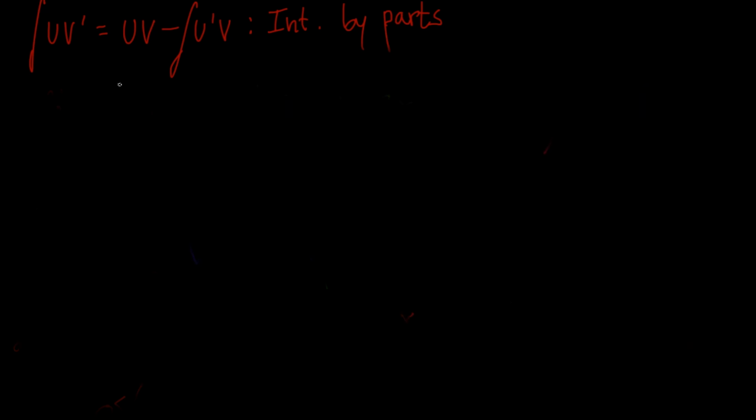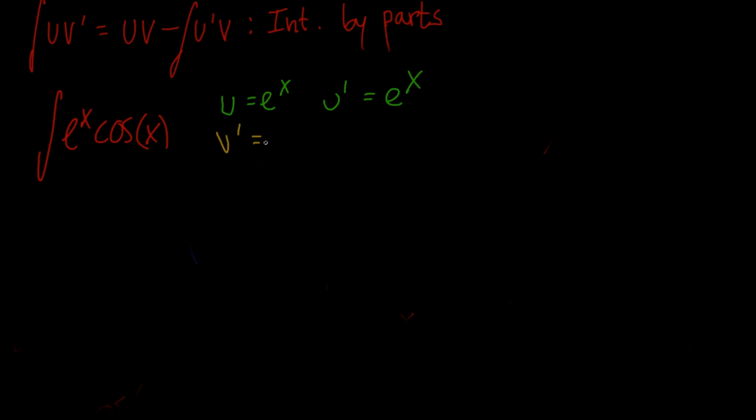Next, I'm going to do a very, very tricky integral. And when you're working with trigonometric functions, especially with e's, you may have to think about this, right? So we're going to go e to the x cosine of x. This is our integral. Now, I'm going to make my u be equal to e to the x, which means the derivative of u is just e to the x. And I'm going to make my v prime be cosine x, which means my v is going to be equal to sine x.